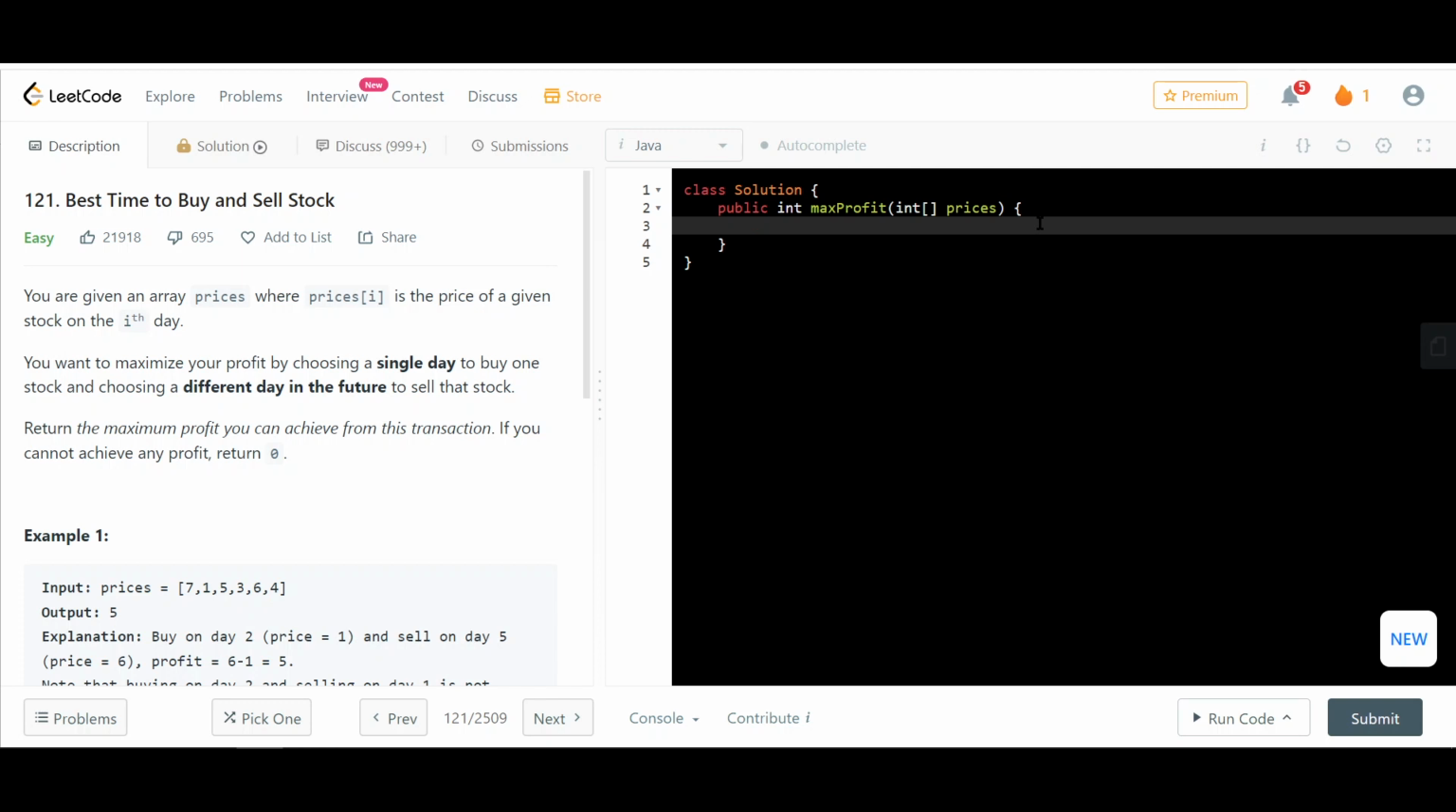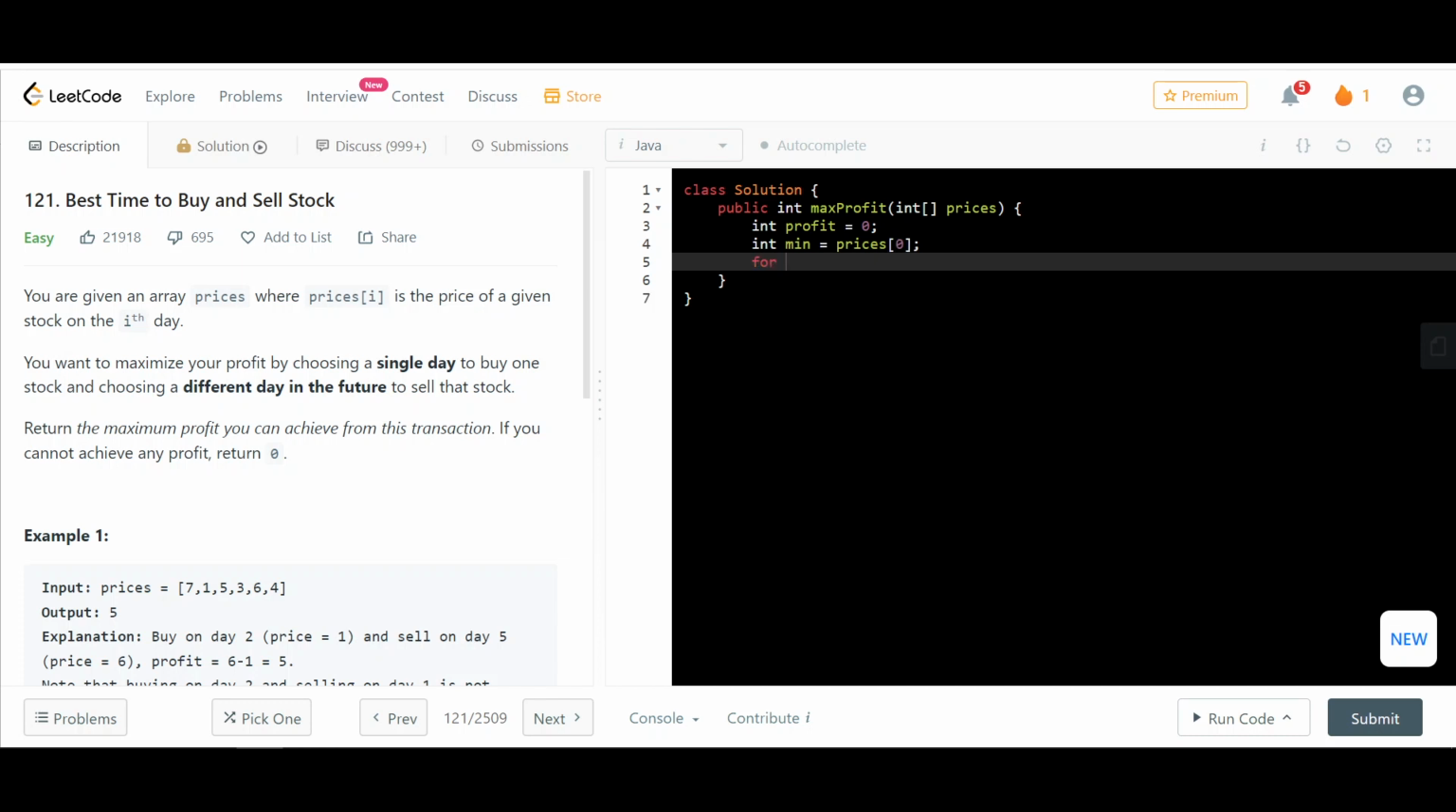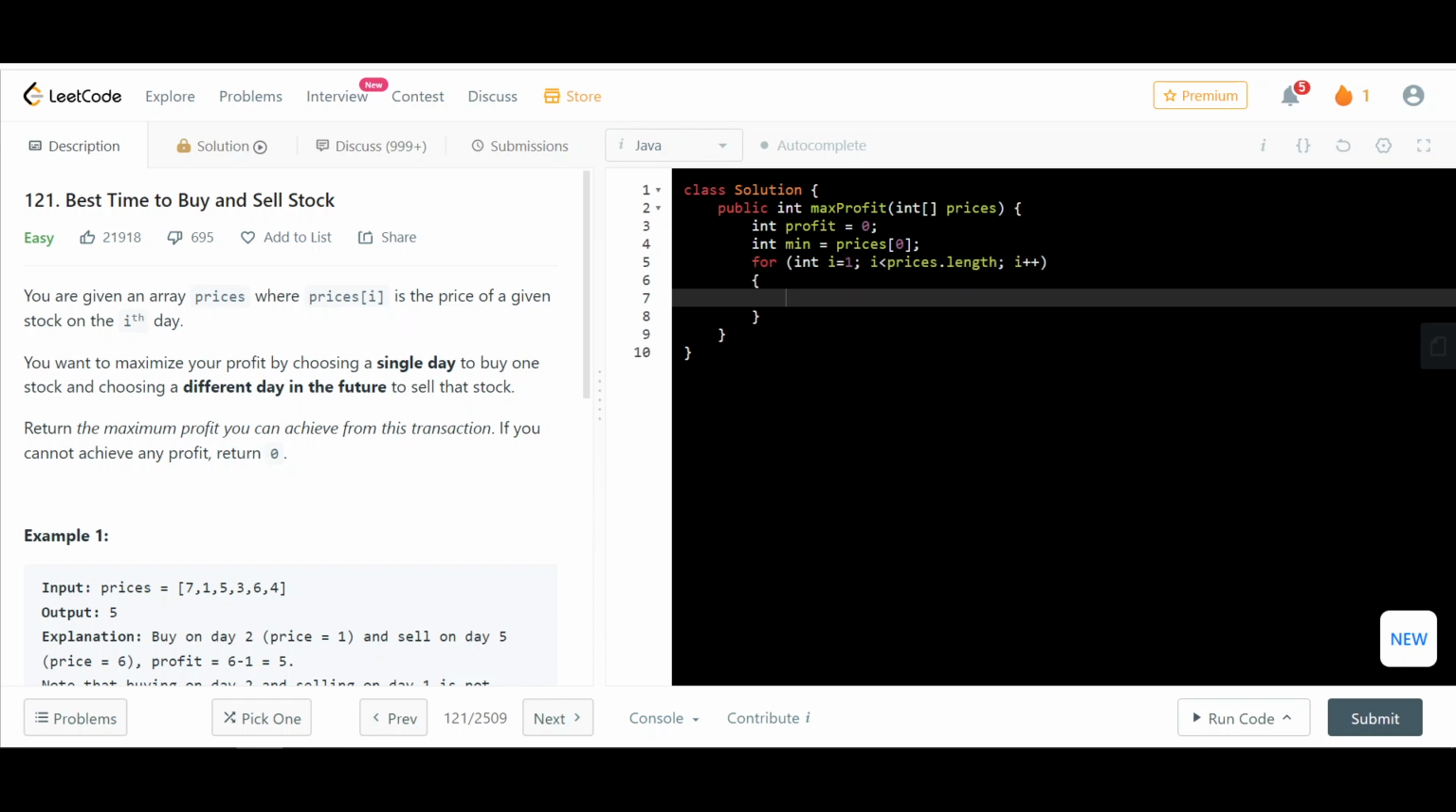So what I mean by that is, one thing is profit, right? So our profit is zero, and the other thing is minimum. So minimum, we'll define it as, let's say, the first element, right? And then what we'll do is for int i equals 1, i less than prices.length, i++. Let's look at the profit, right? So profit equals, we'll give it the maximum profit because we're going to do a single transaction.